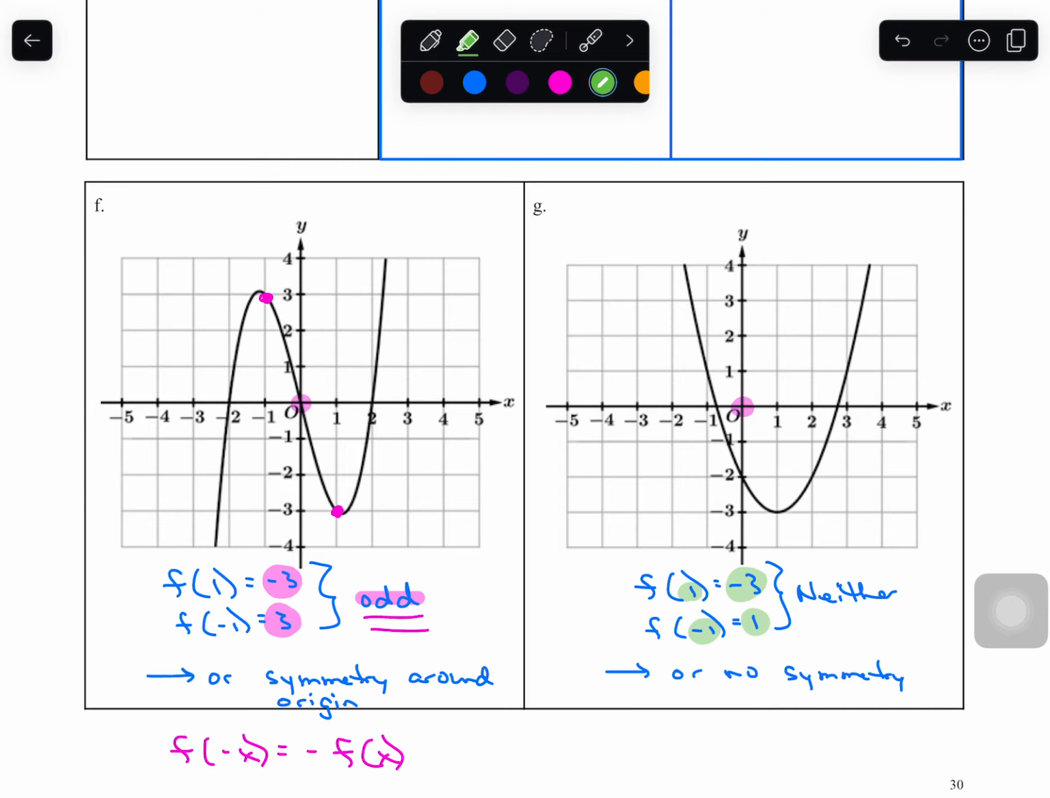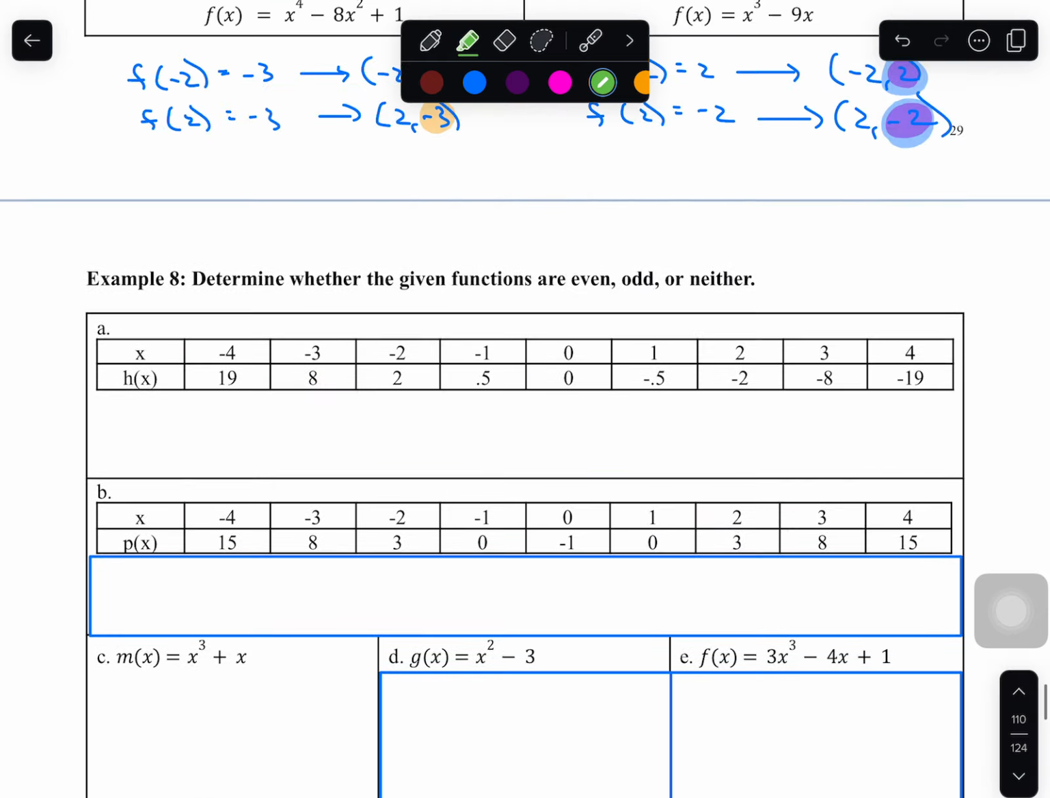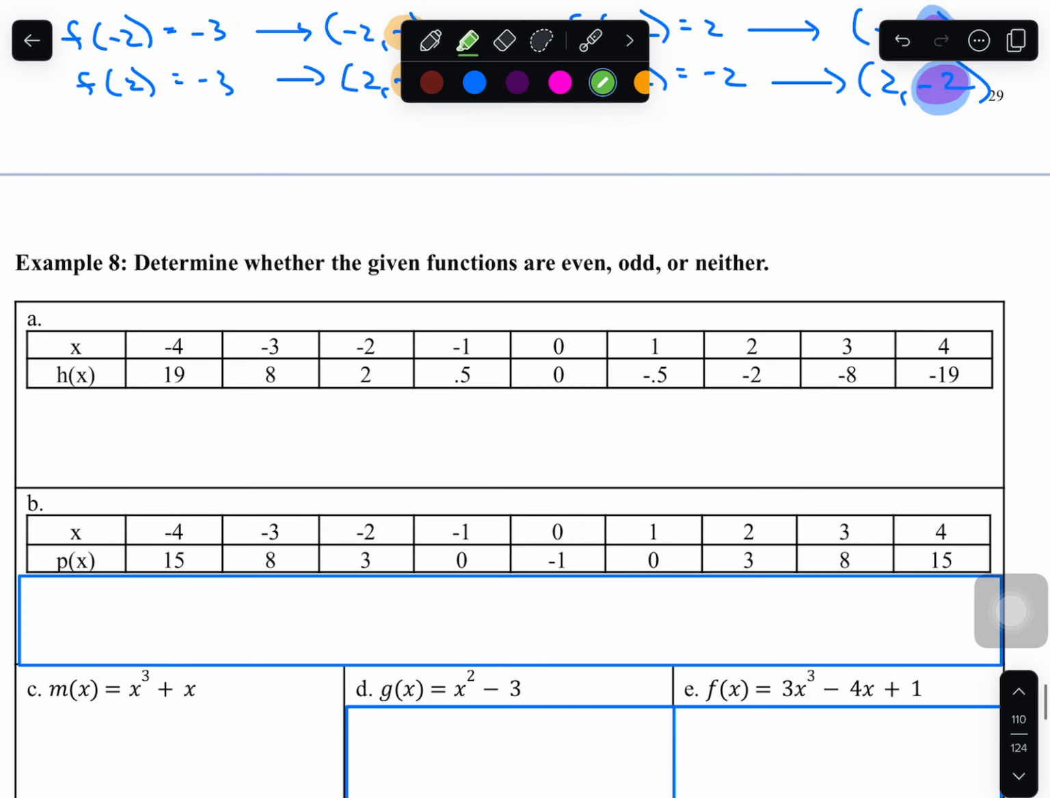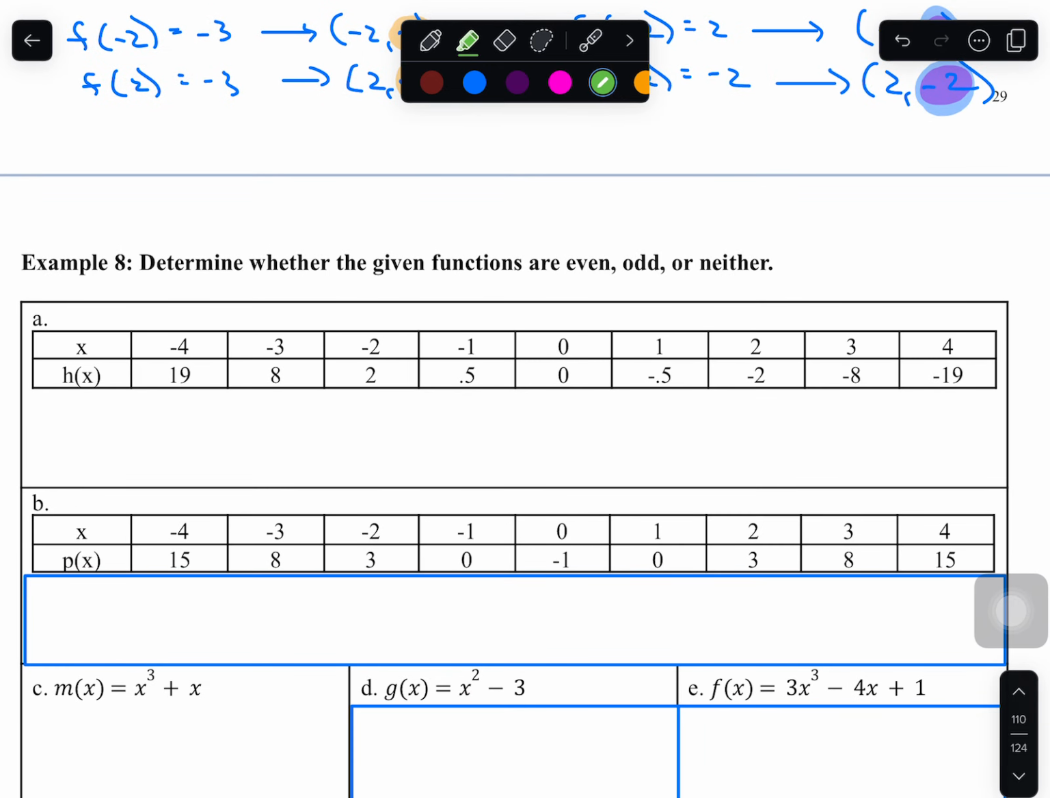Now let's take that information and apply it to tables. So here you will see in example 8, we have a table of values for h of x. I could, if I wanted to, take the time and plot those 2, 4, 6, 8, 9 points, but I don't want to.